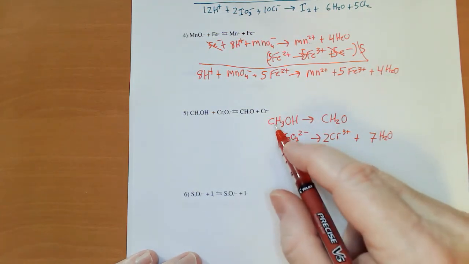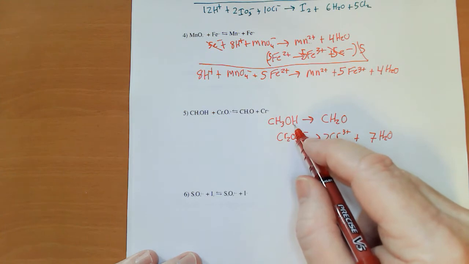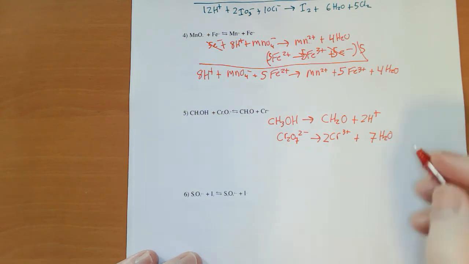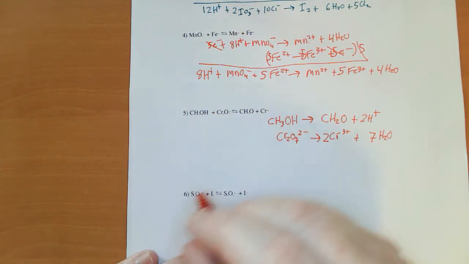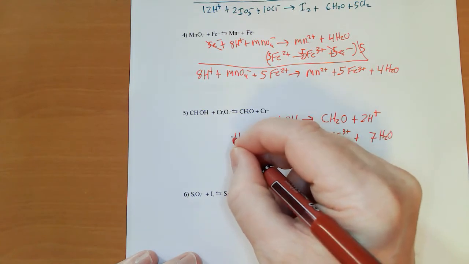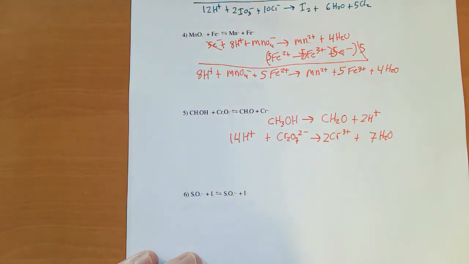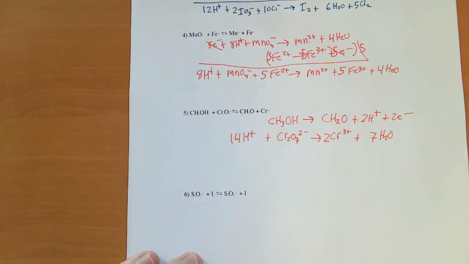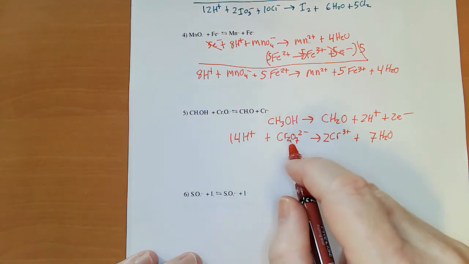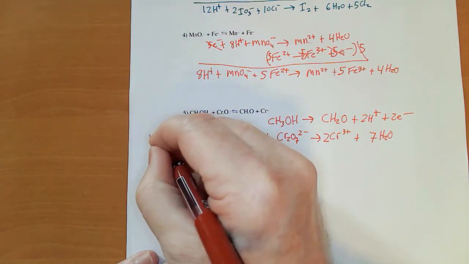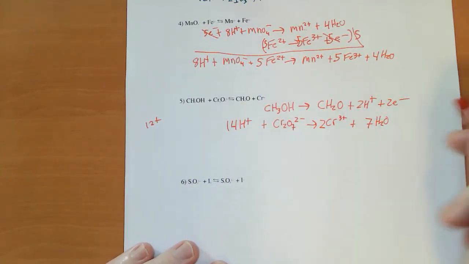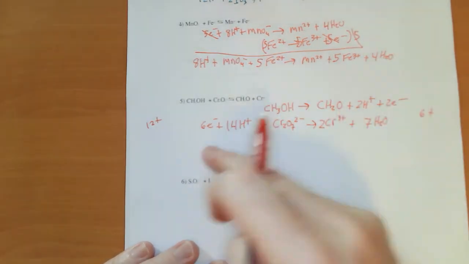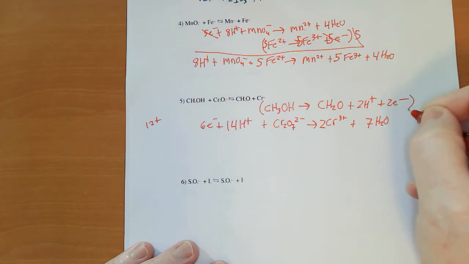Now for some hydrogens. Here's a little tricky. 3 plus 1 makes 4. I've got 2, so I have to add 2 H pluses. And 2 times 7, wow, 14, so I'm going to add 14 H pluses. For electrons, I'm going to add 2 electrons there. So 14 plus and 2 minus is a 12 plus, and then 2 times 3 is a 6 plus. The difference is 6 electrons. Add 6 electrons. 2 goes into 6 3 times, so I need to multiply this by 3.